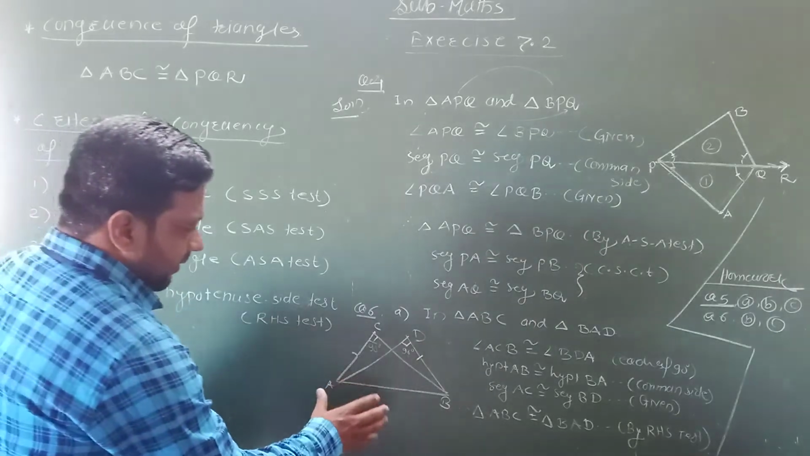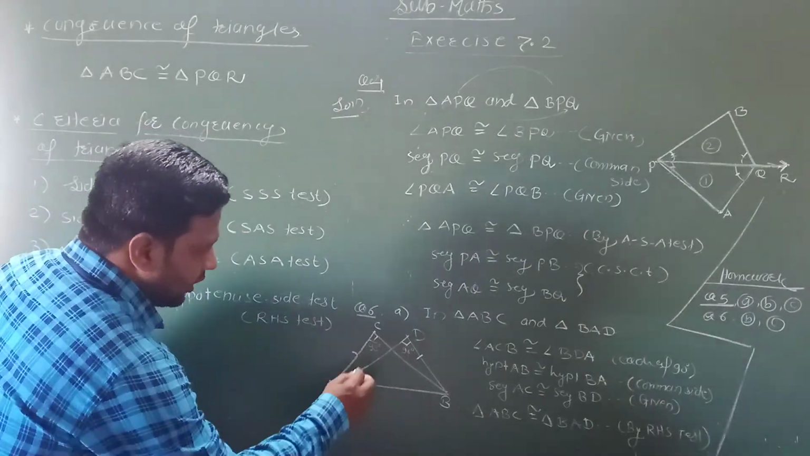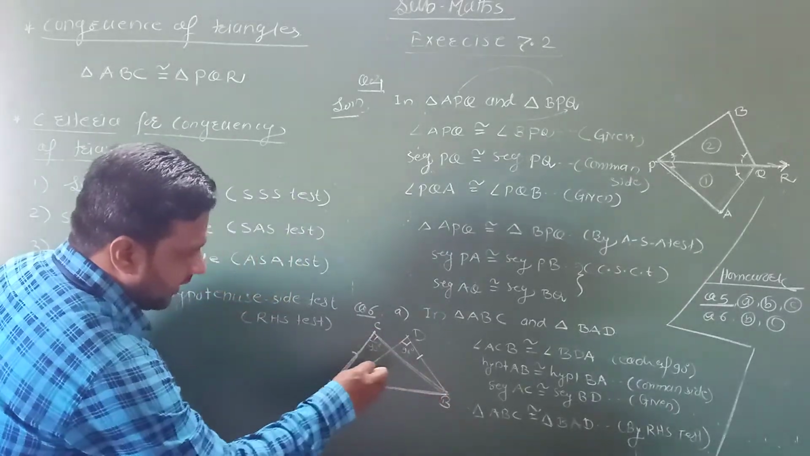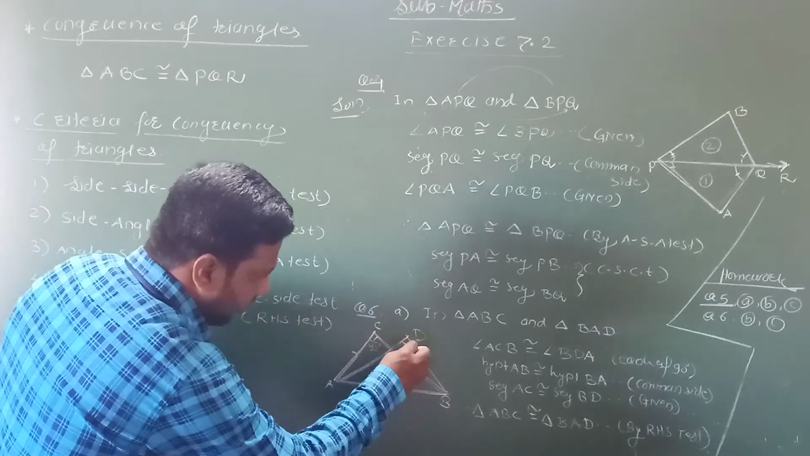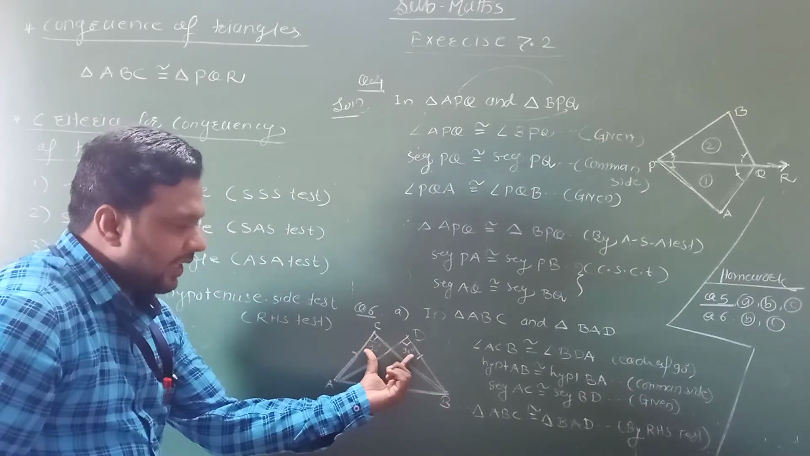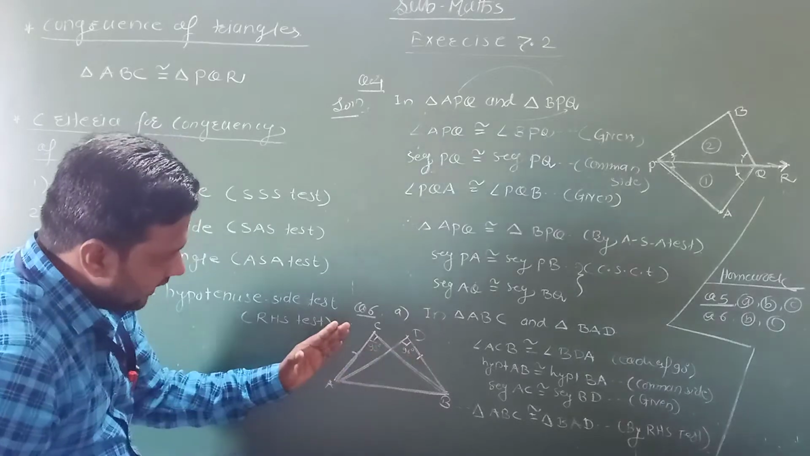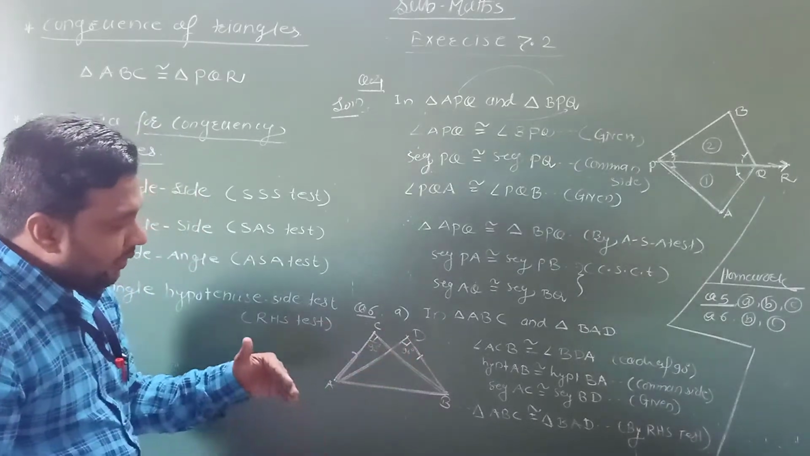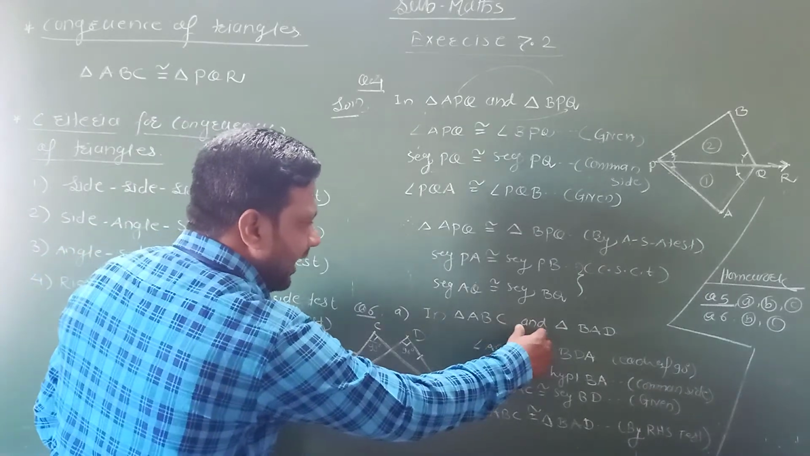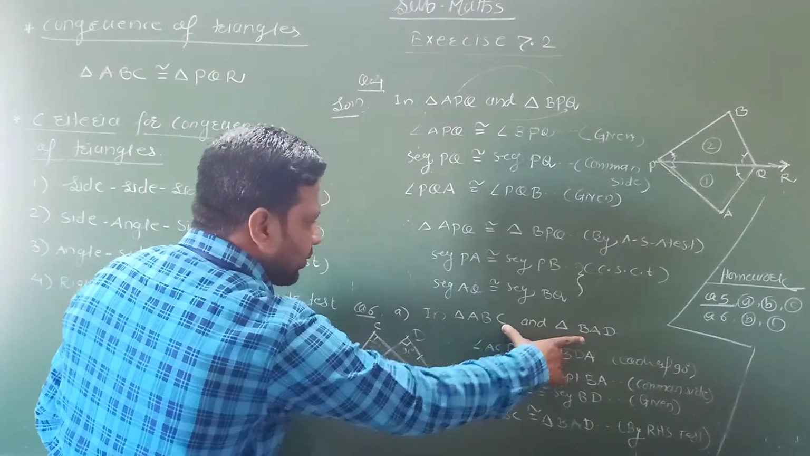Now see, in this figure there are two triangles. ABC, this triangle, and we can see one more triangle. In this triangle one pair of right angles is also given. This side is given equal. Now we require the hypotenuse. Okay, first we write the two triangles with the right correspondence.